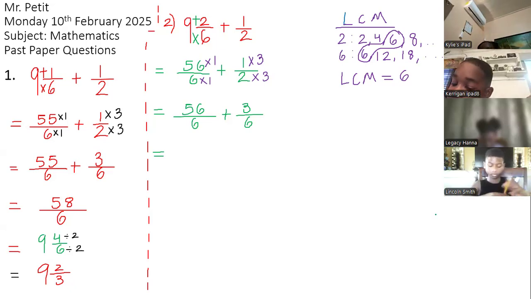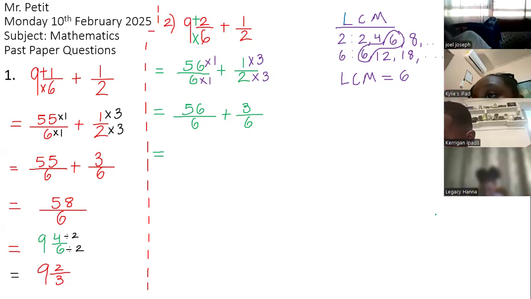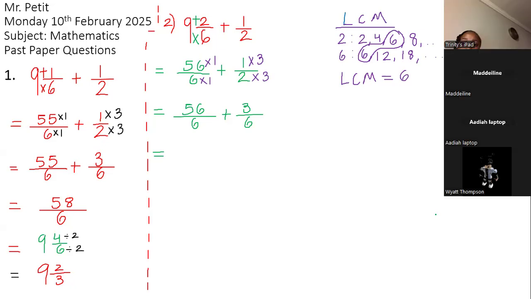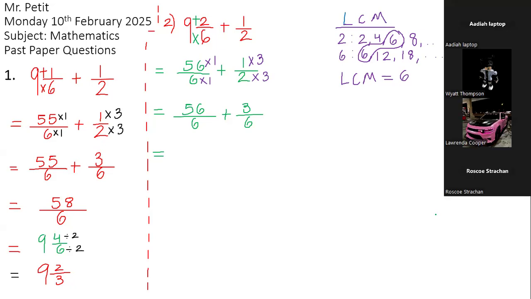Lincoln, do we add the denominators or the numerators only? Numerators only. Very good. And Wyatt, where's Wyatt? Do we add the numerators? Sorry, do we add the denominators or only the numerators? Only the numerators. Very good.